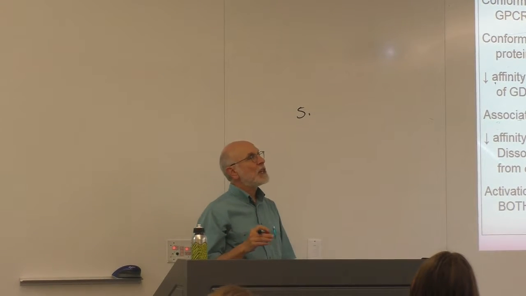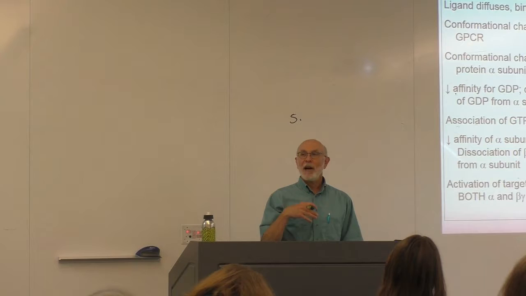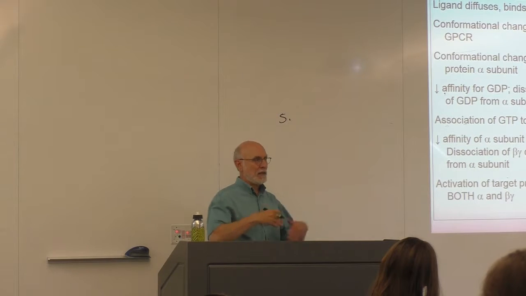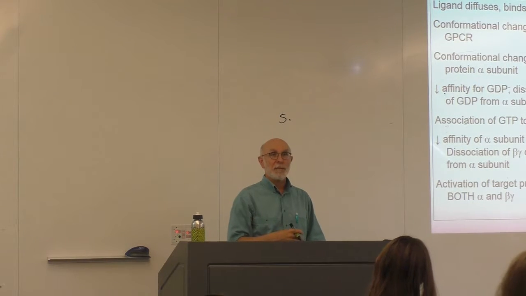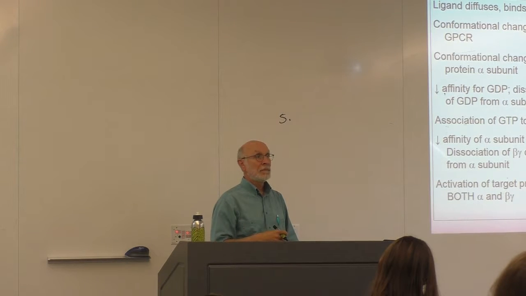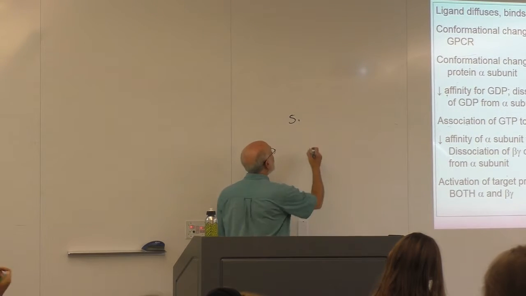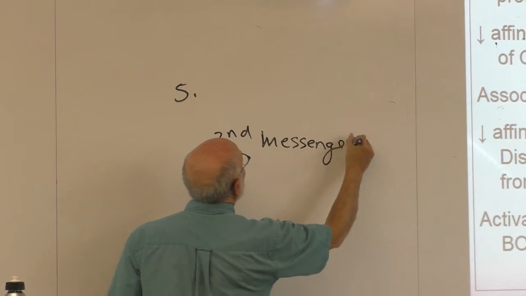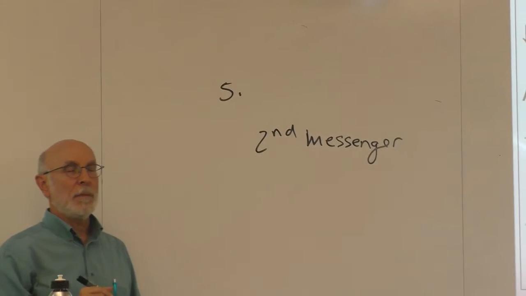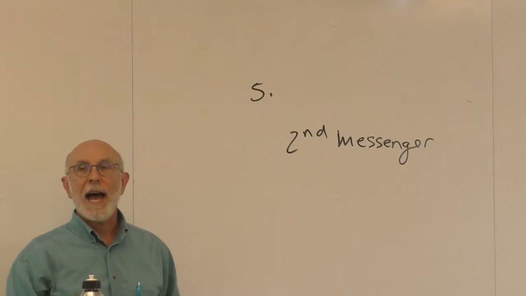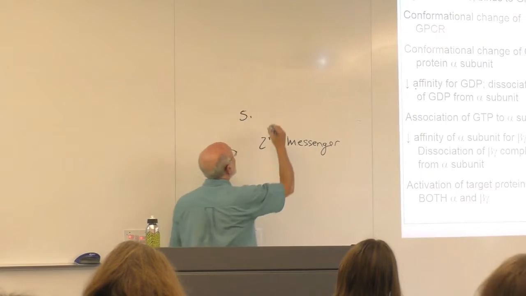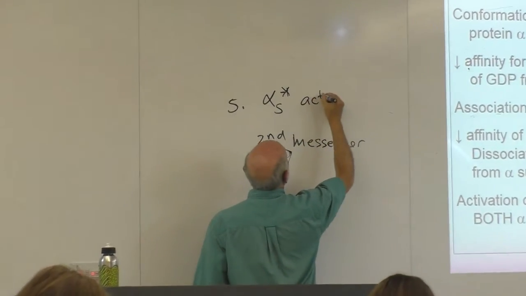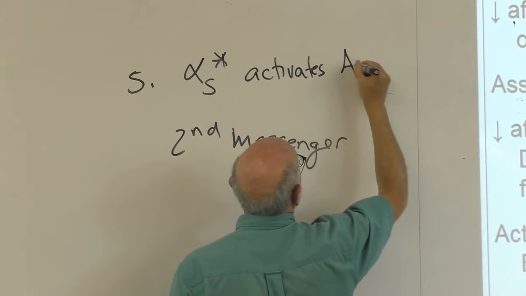Okay, so the question is, are we talking about going back or going forward? Let's talk about going forward first. That's a very important question. Are we talking about turning it off or continuing the on pathway? Let's talk about the on pathway some more. What happens next? Second messenger. We're going to get to second messenger, but what does the GTP bound alpha subunit in the GS pathway canonically activate? Adenylyl cyclase. So alpha S star activates adenylyl cyclase.